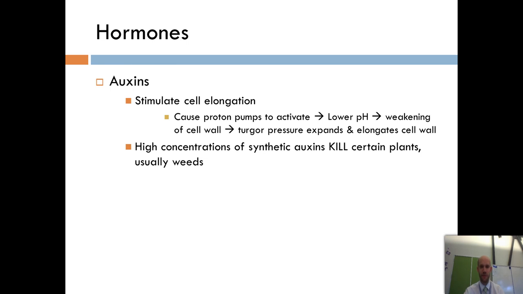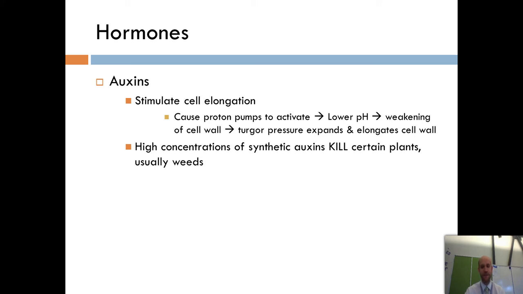So auxins stimulate cell elongation. They actually cause proton pumps to activate, lowering the pH around the cell walls. And I think this is really cool. It lowers the pH, which basically weakens the cell wall. With the increased turgor pressure, that causes the cell wall to expand and elongate, allowing the cell to grow.